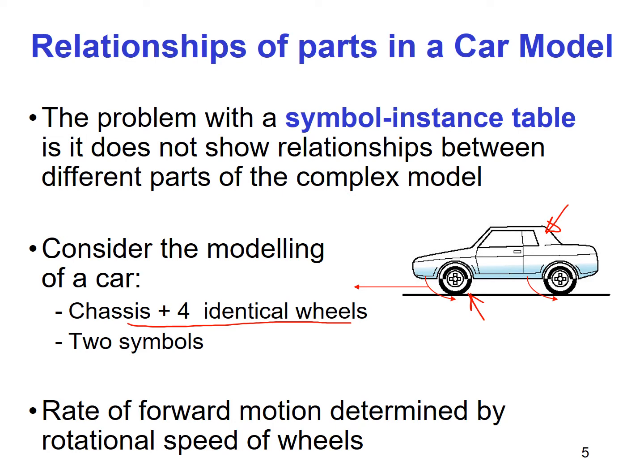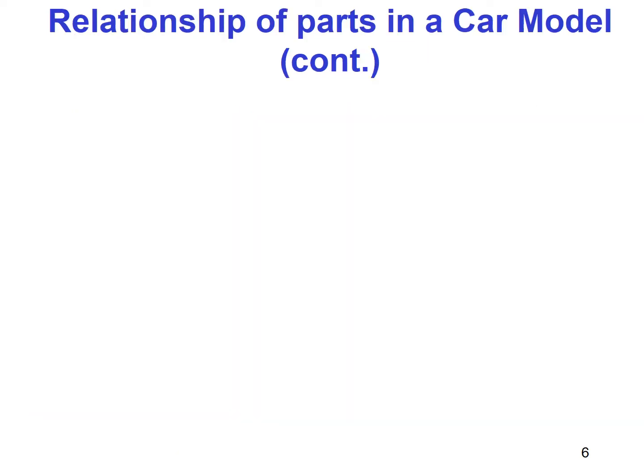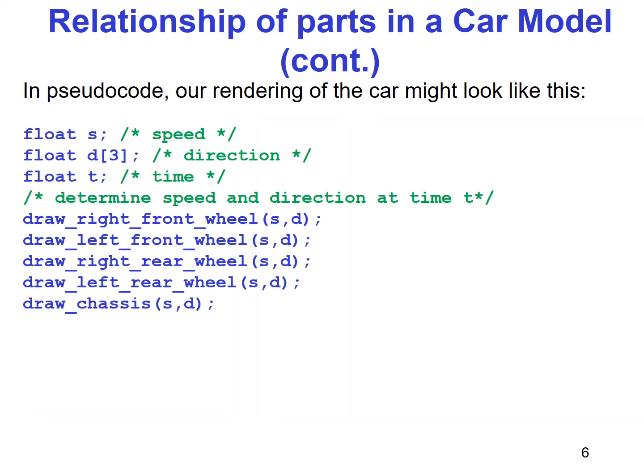So the chassis has to move at a certain speed that is determined by the rotation of the wheels, and the rotation of the wheels should also be consistent with each other. This wheel cannot rotate at one speed, and this wheel cannot rotate at a different speed. To solve that problem, we will need a different representation.